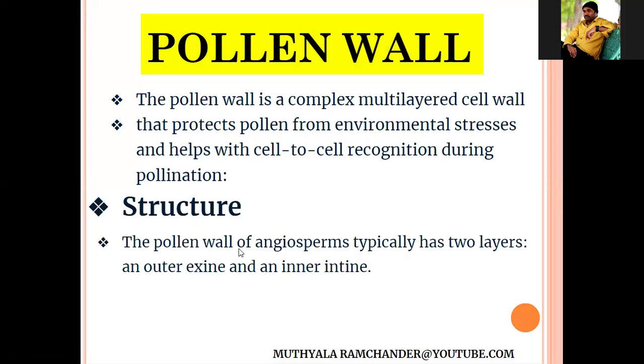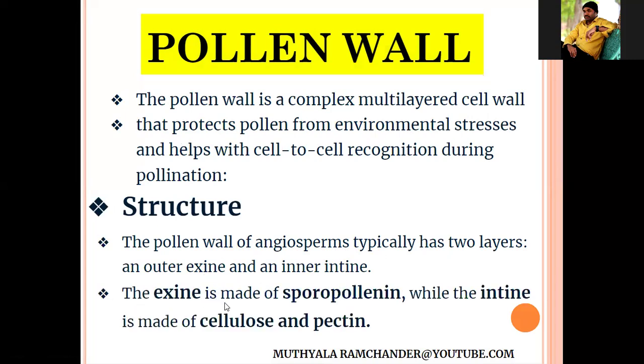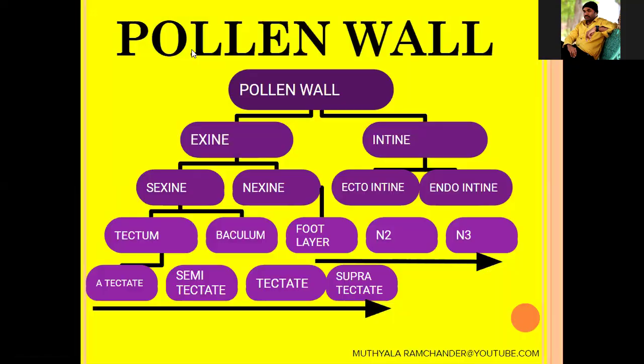The pollen wall of angiosperms typically has two layers, an outer exine and an inner intine. The exine is made up of sporopollenin, while the intine is made up of cellulose and pectin. The pollen wall contains two layers. The outer layer is called exine, made by sporopollenin, and the inner layer is called intine, made by cellulose and pectin.